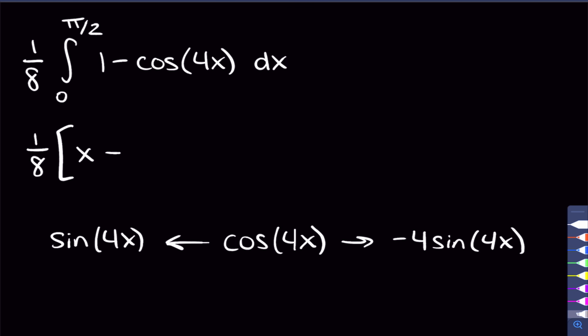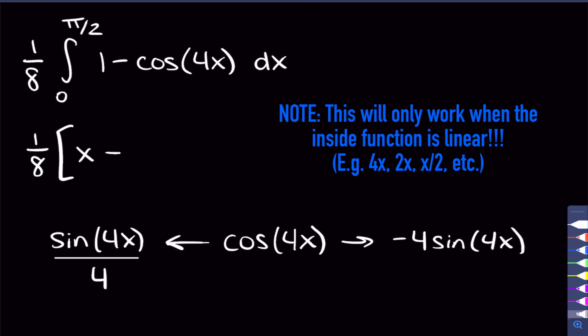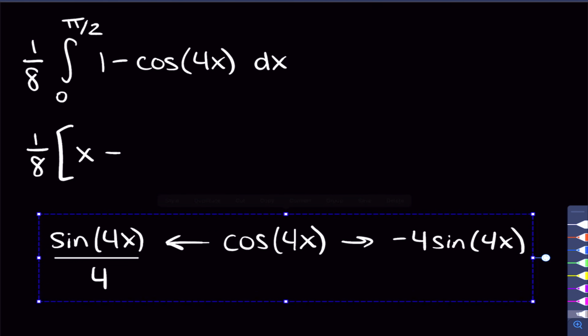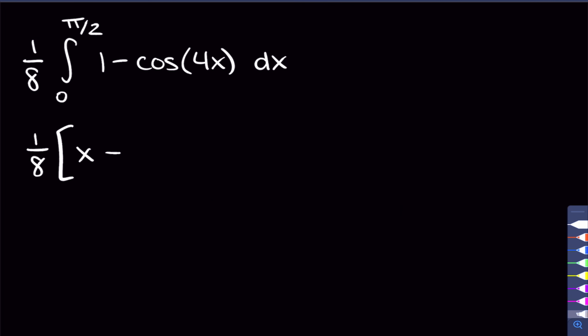And then instead of multiplying by the derivative of the inside, divide by the derivative of the inside. The derivative of 4x is 4, so we write sine of 4x over 4. And that's how you can do an integral like this very quick and right in your head. So we get sine of 4x over 4 for this integral. Okay, and that's going to be evaluated from 0 to pi over 2.